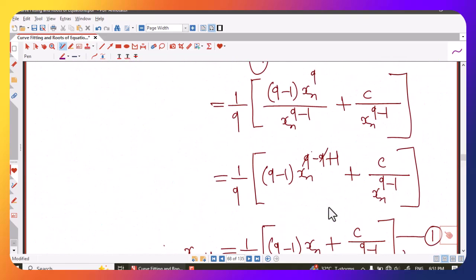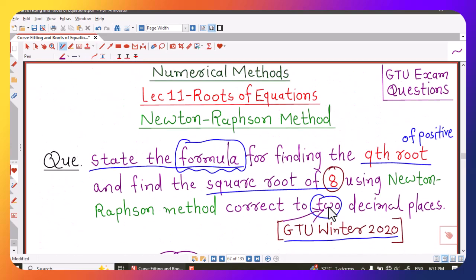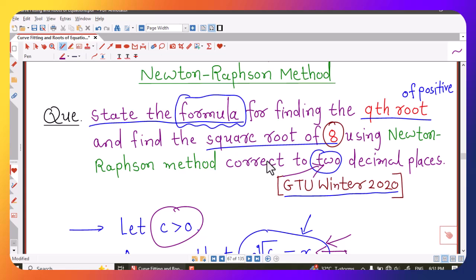If nothing is specified in the question, then we suggest you to go up to at least 3 decimal places, or you can go maximum up to 6 decimal places also, depending upon the weightage of marks in the examination. But you should always go at least up to 3 or 4 decimal places. If it is specified that find the root correct up to these decimal places, then you must use that specified decimal places. Otherwise we suggest that you go at least up to 3 or 4 decimal places.